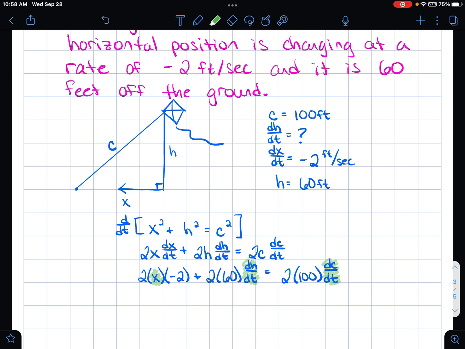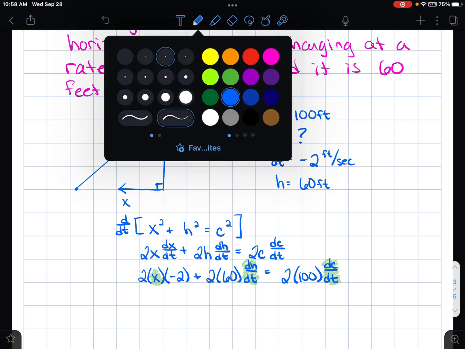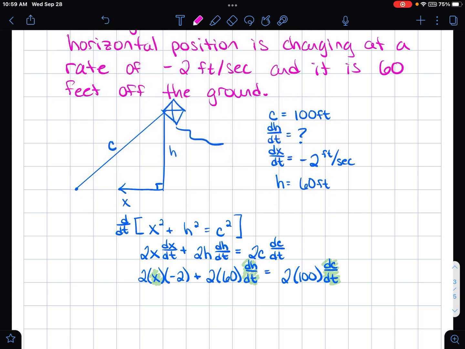Well, I'm going to write some of my work off to the side here. The information that they've given us so far is that at this very moment in time, we know that this side is 60 and that side is 100. So at this instance, we can use the Pythagorean theorem to find x. So we have 100 squared equals x squared plus 60 squared. And doing some math or recognizing this as a 3, 4, 5 right triangle, we know that at this moment, x is 80 feet.